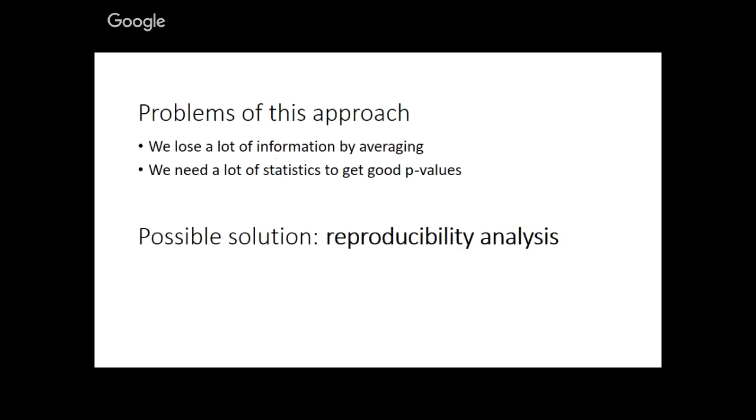And this approach has other problems. For example, we need a lot of statistics to get good p-values. We also lose a lot of information by averaging, because if we have thousands of samples and we just collect them into one value, that's losing a lot of information. It's obvious, I think. A possible solution for this and some other problems is reproducibility analysis.